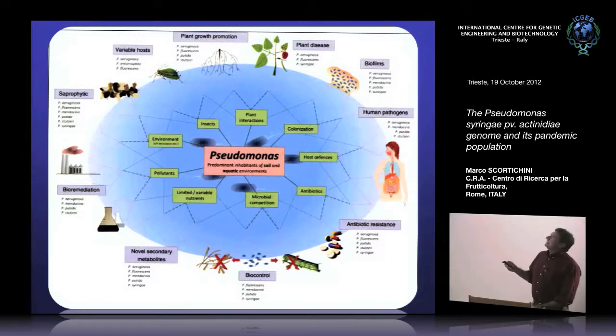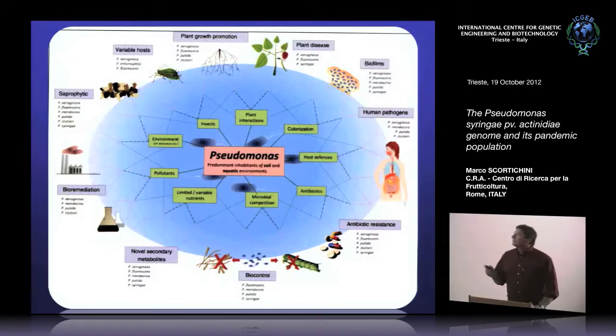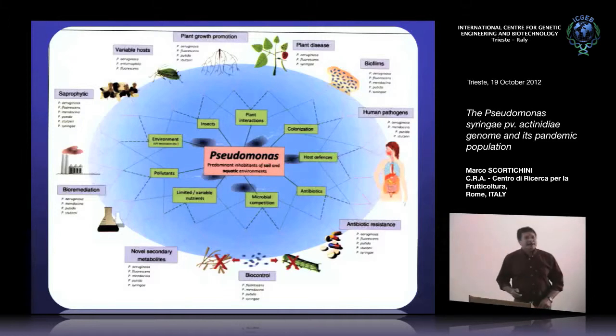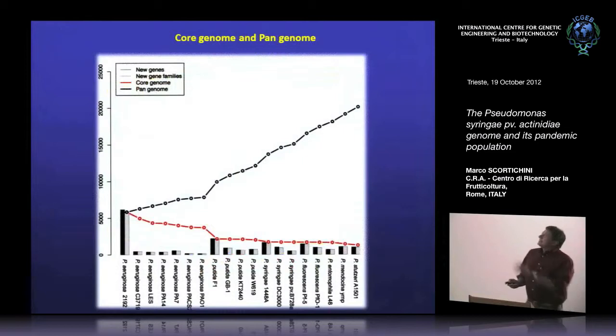Our field is plant disease. And of course, biofilm is important. And also some pathogens, like Pseudomonas aeruginosa and Pseudomonas mendocina, are important human pathogens, mainly for their antibiotic resistance behavior. This is some important concept to have in mind, what we are looking at now.